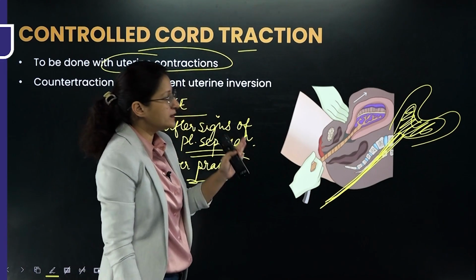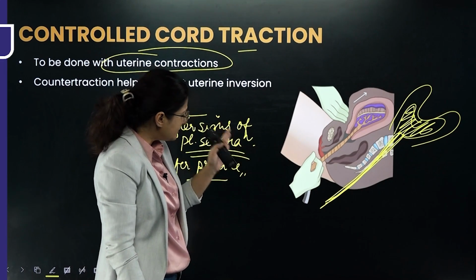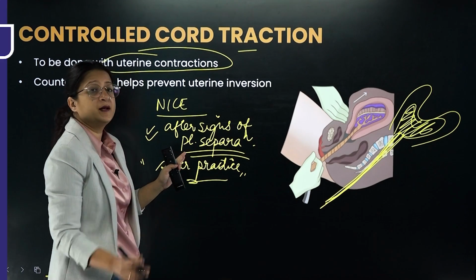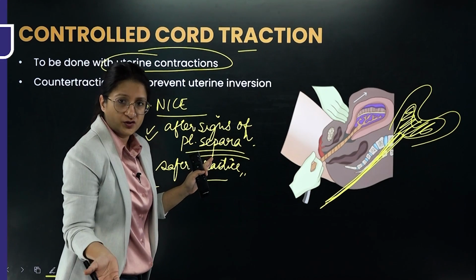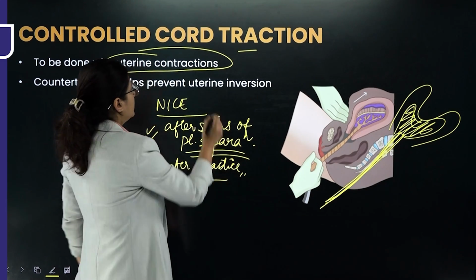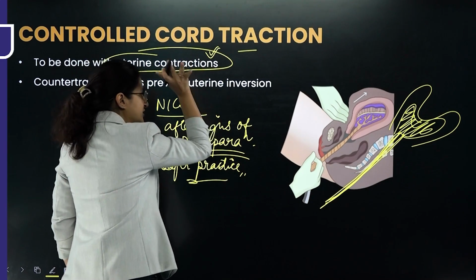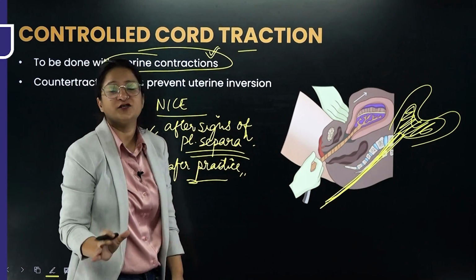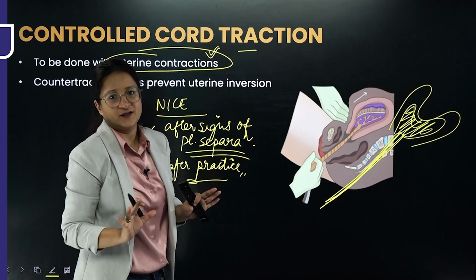But also understand here that sometimes the signs of placental separation may not be that obvious. In that situation, what is more important to keep in mind is that you initiate the controlled cord traction with uterine contractions.